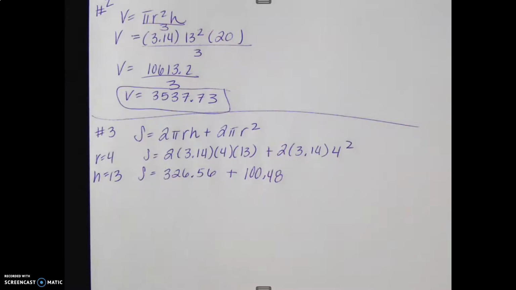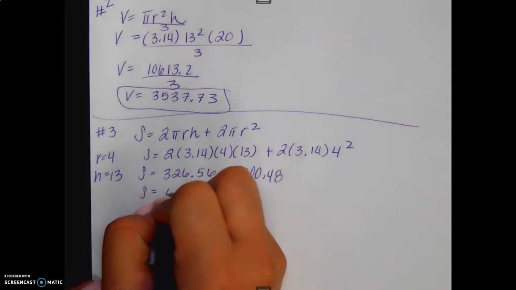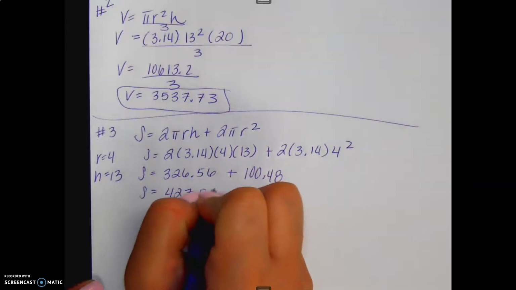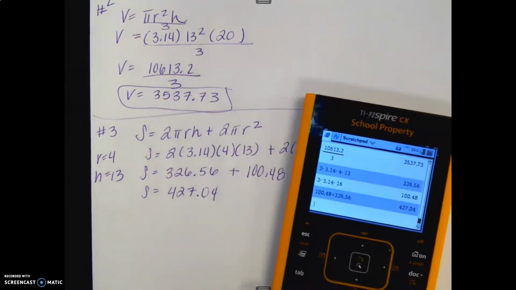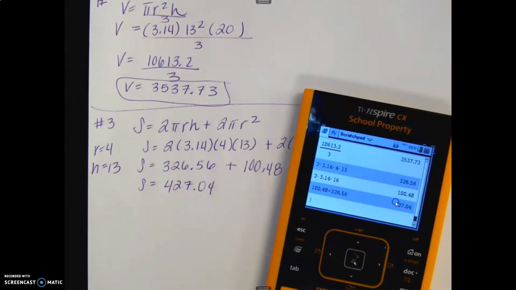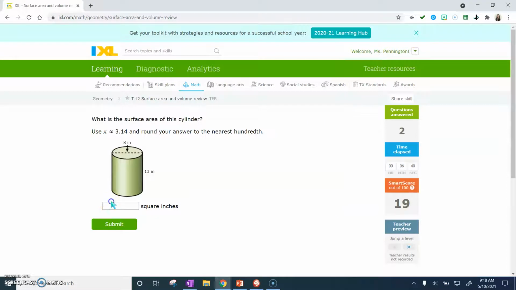Now I will add those two numbers together, and my surface area is 427.04. It gives me just 2 decimals, so I don't need to round up or down. I just will type it as it is, 427.04.